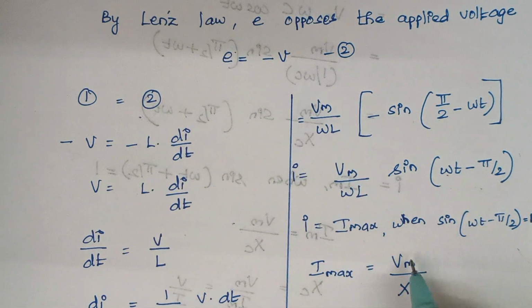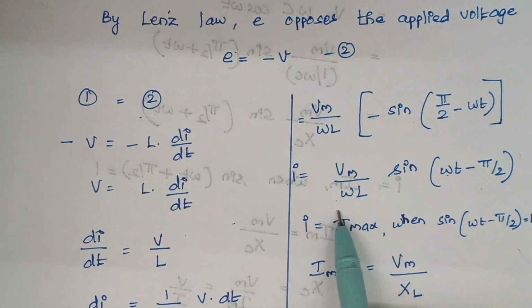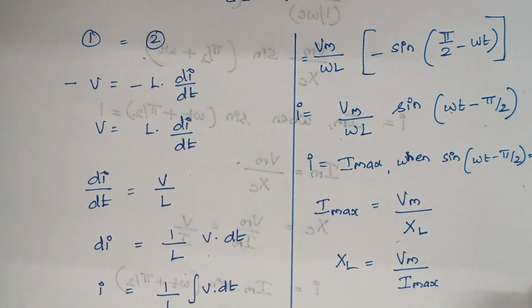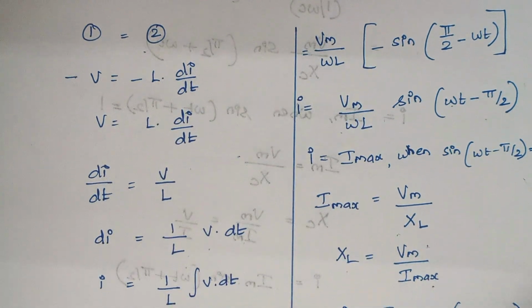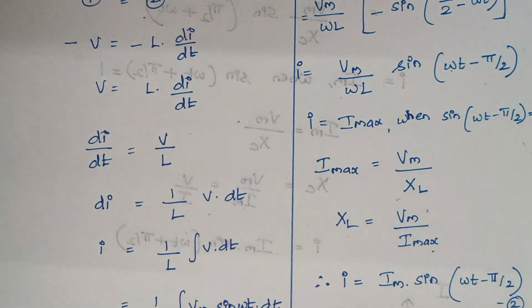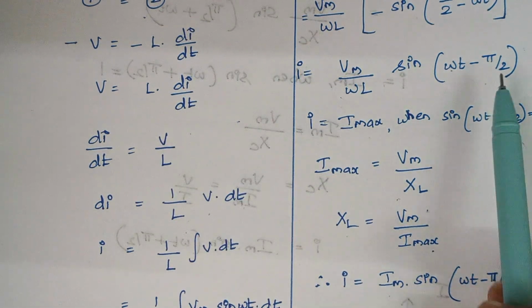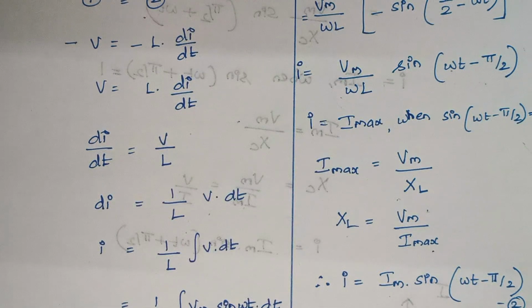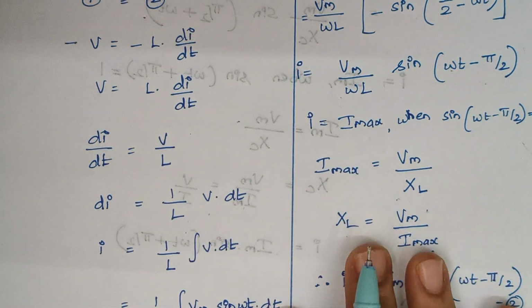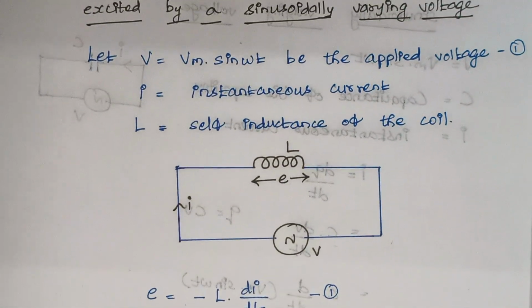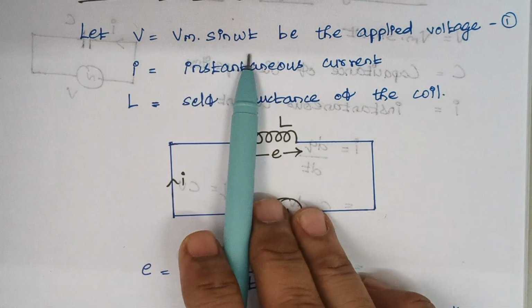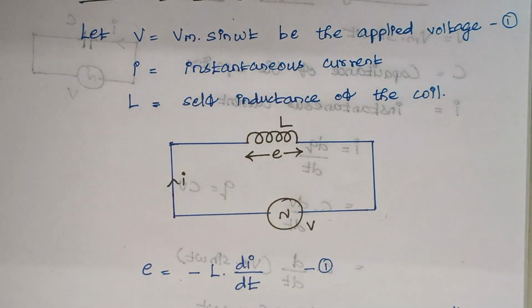Therefore, I max is equal to Vm by XL. So, that is omega L is rewritten as XL. So when you rearrange again, XL is nothing but Vm by I max. And here, I is nothing but Im into sine of omega t minus pi by 2. Now, this is your expression for current, and this is our expression for voltage, V equal to Vm sin omega t.